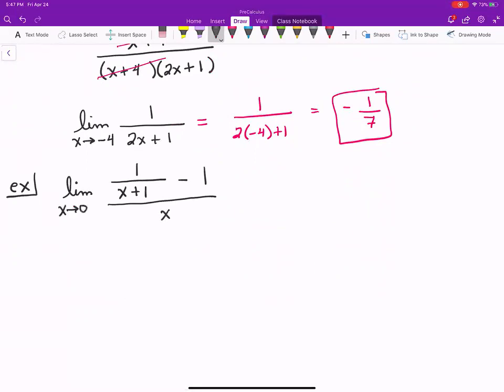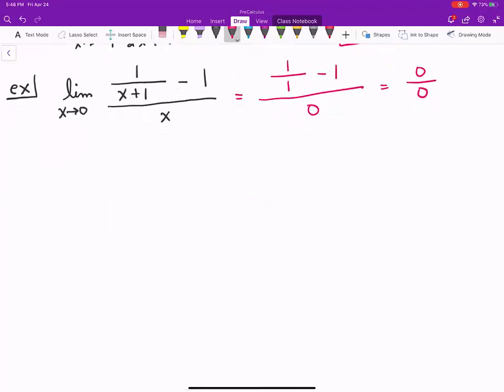All right, so again, direct substitution would bring you to 1 over 0 plus 1, which is 1, over 0. Big red flag, 1 minus 1, so 0 over 0. So again, the limit probably exists. We just need to figure out what it is.